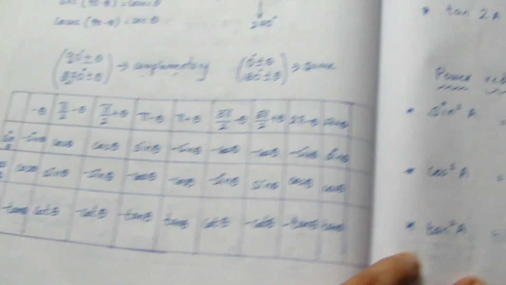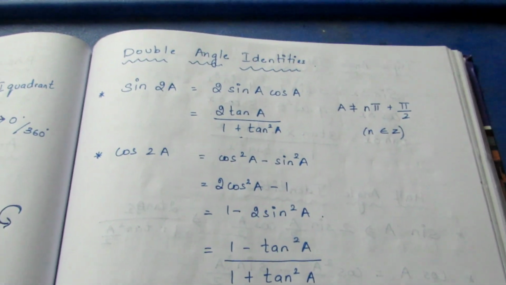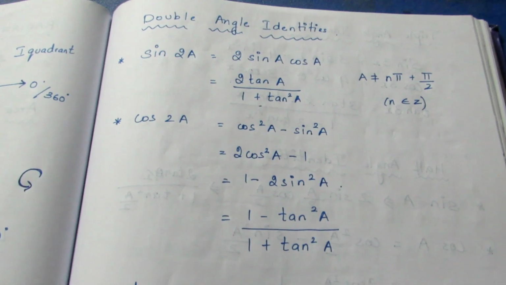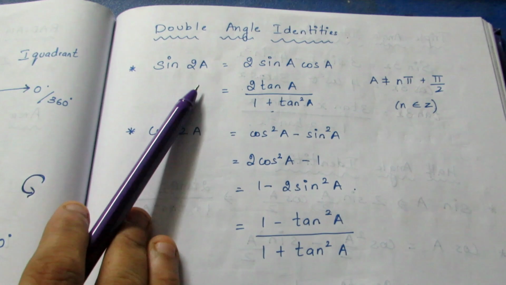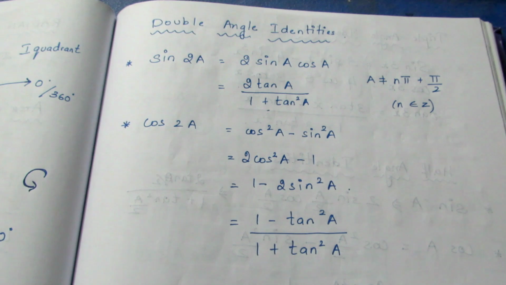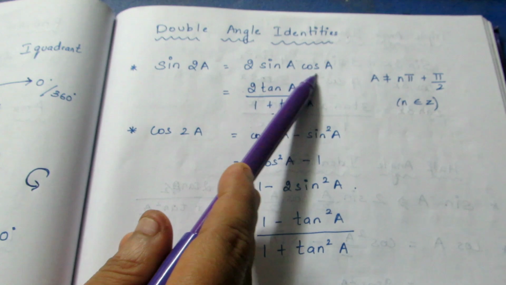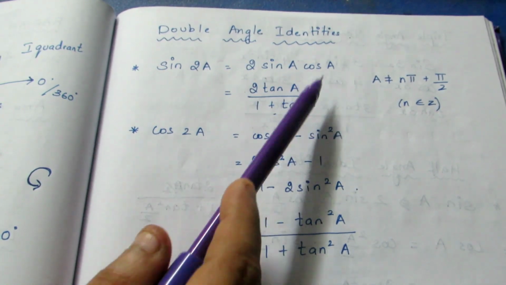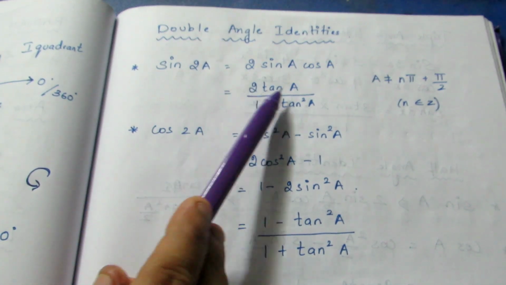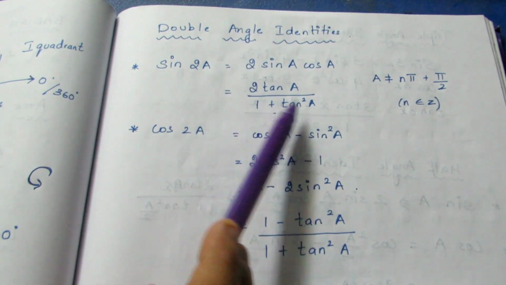Now we'll move on to some identities which we are going to deal with this year. New identities. Here it is the double angle identity. Double angle means 2A. If 2A comes, what are all the formulas for 2A? Sin 2A equal to 2 sin A into cos A. It can also be written as 2 tan A by 1 plus tan square A.